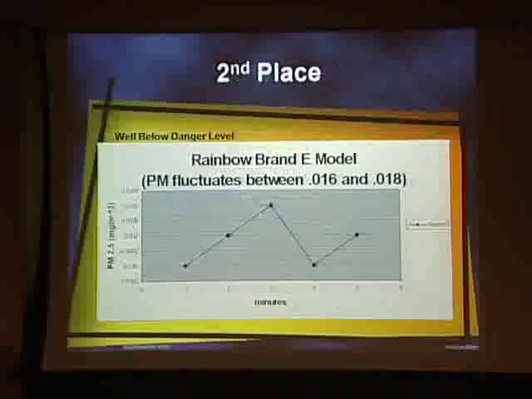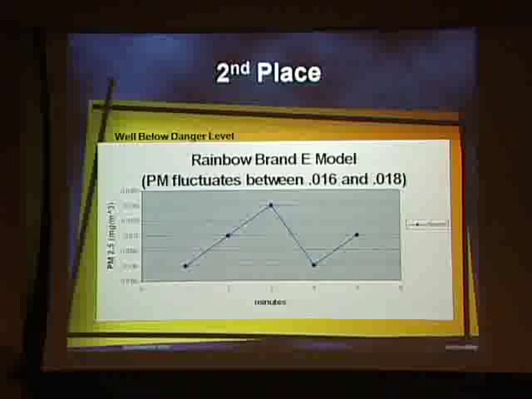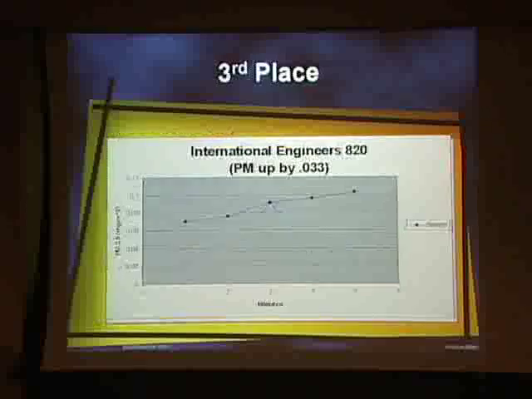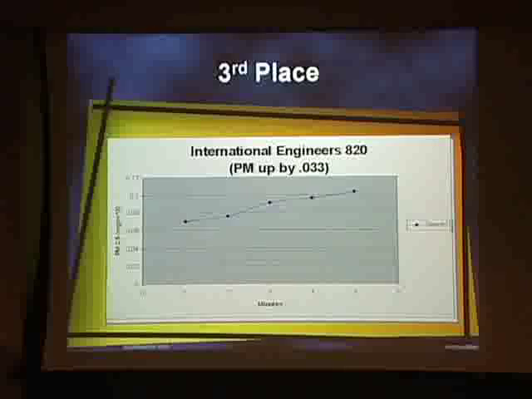This is kind of a biased graph. It's on a different scale. It didn't fluctuate very much at all. You can see on the left there, as compared to the other ones. The International Engineers 820 was actually in third place. We didn't expect that because it was manufactured 35 years ago.